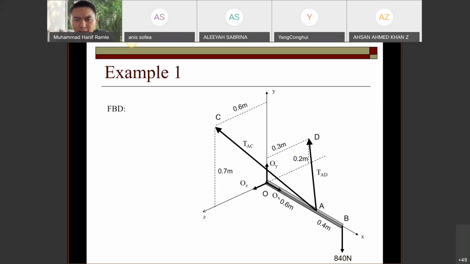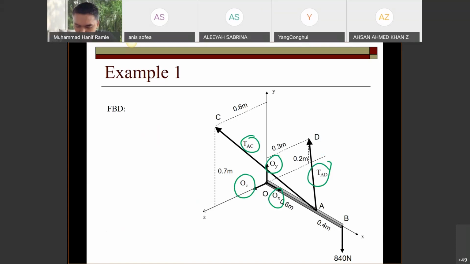Since we have OX, OY, OZ, TAC, TAD, that means 5 unknowns, so we have to develop at least 5 equations to solve this problem. We do have this unknown, this unknown, this unknown, this unknown, and this unknown, which is 5 unknowns.